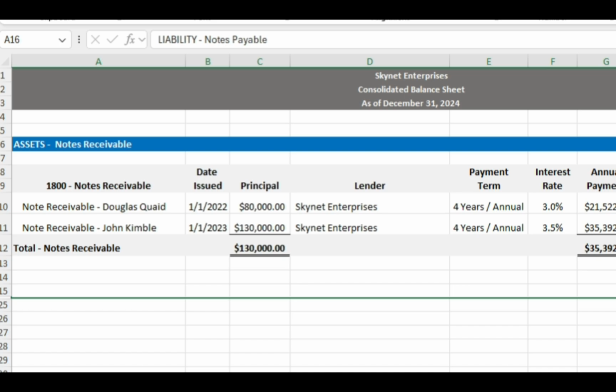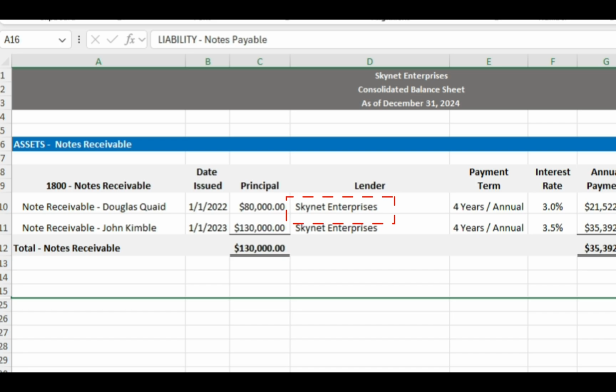And that is how they're going to get the cash for giving these employees shares. First one on our line item here, the GL account 1800, which is our notes receivable. Douglas Quaid took out a note receivable on 1/1/2022 for $80,000. And the lender in this situation is Skynet Enterprises.